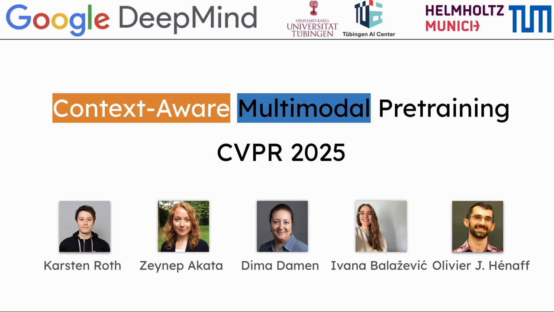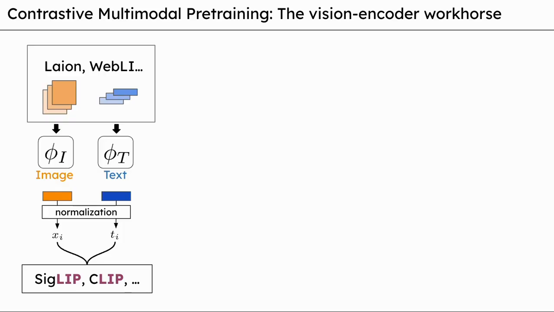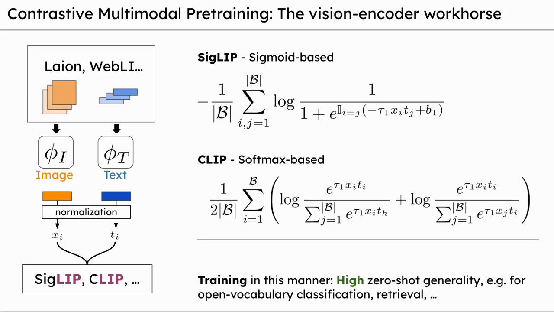Hello everyone, it's really nice to present our work on context-aware multimodal pre-training, which was done in collaboration with some amazing people. The primary objective of this work is to augment the current vision encoder pre-training workhorse, which is just contrastive multimodal pre-training, generally on image caption datasets like LAION and WebLI, using various contrastive language-image pre-training objectives such as SigLIP or CLIP in order to get a high quality zero-shot generalizable encoder, for example, for open vocabulary classification, retrieval, just a general starting point for further fine-tuning.